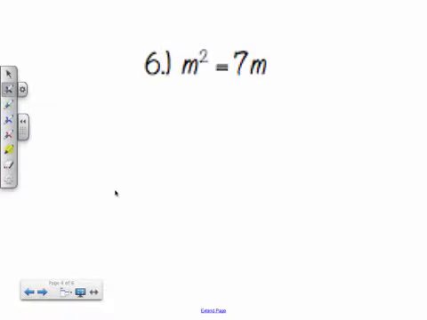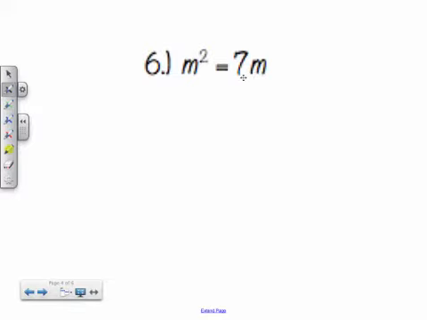Now, number 6 is a lot trickier than it looks, so be very careful and pay extra close attention to this problem as we solve it. Because this has a squared in it, I'm going to solve it exactly like I solved all my other equations, and I'm going to get 0 on one side. Since the leading coefficient is this m squared, it has the highest degree, and it's positive, I'm going to keep this on this side, which means I need to get rid of this 7m.